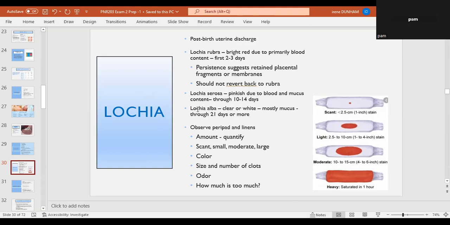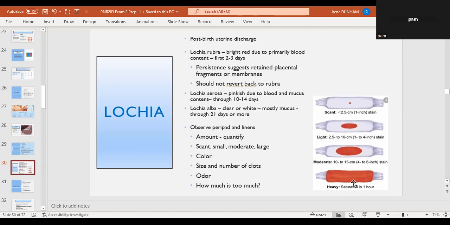Okay, so what are you going to do? You have to observe your peri-pads and your linens. When I have a patient that starts with this heavy bleeding, I start a pad count. So what you do is you put on a Chux, and I put one in the bathroom, and every time I change a pad, I'm looking at my time.